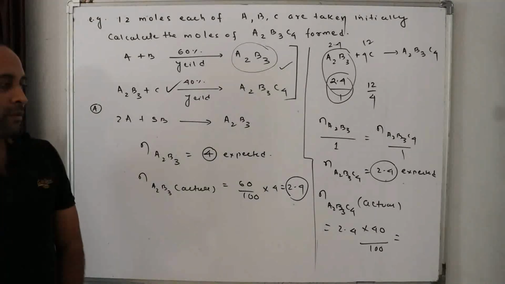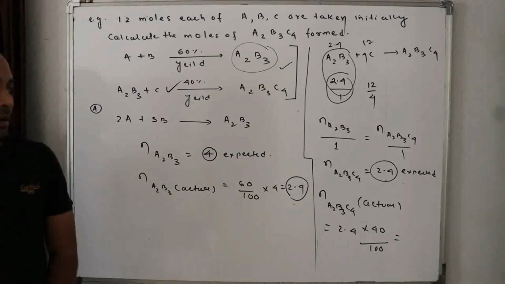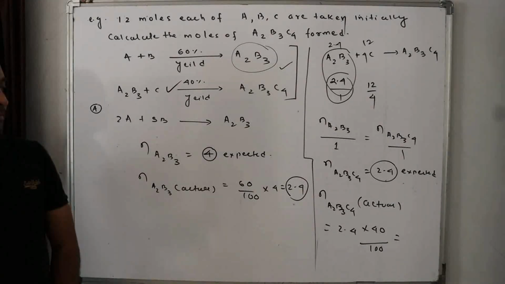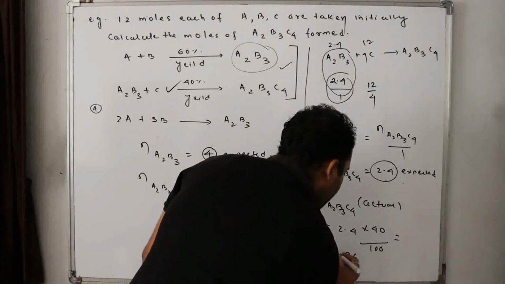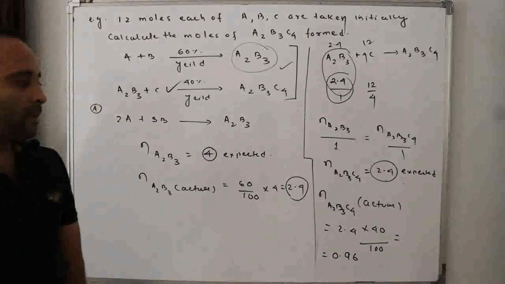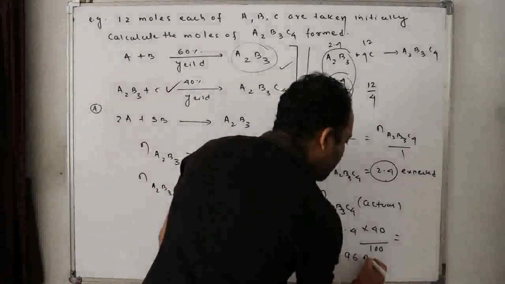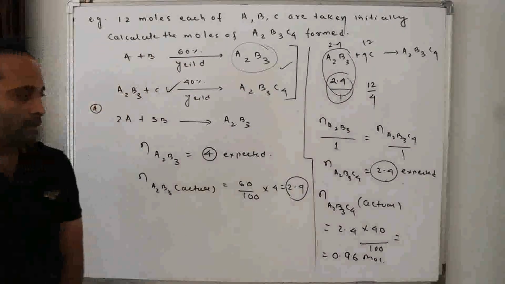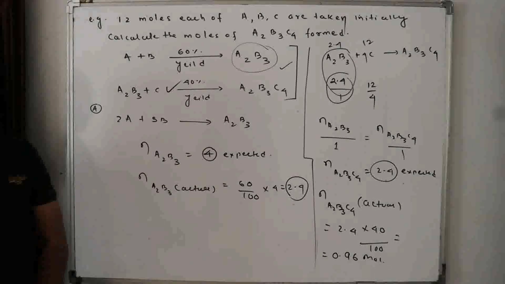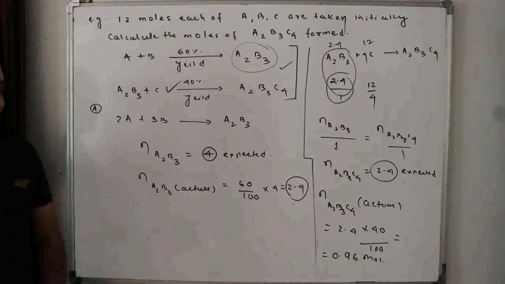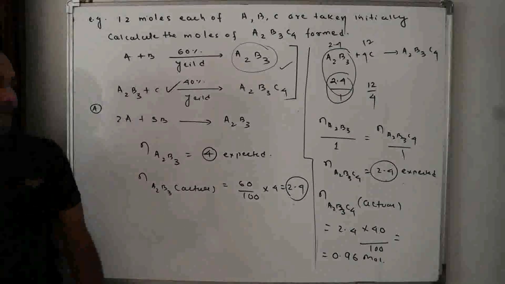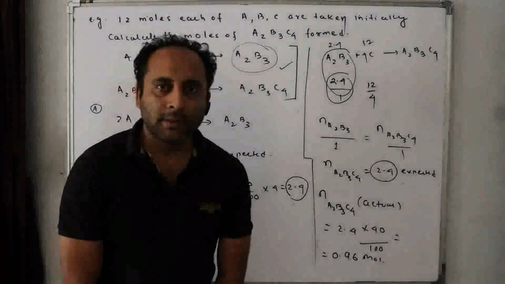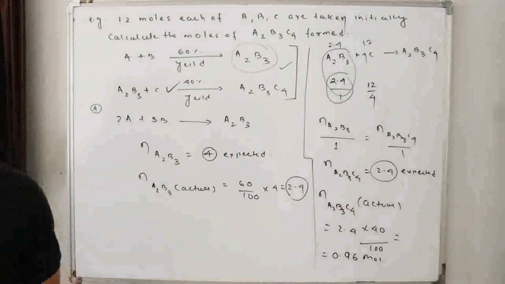How much percent? 2.4 of 40% of 2.4. How much? Quick. How much? Is it 0.96 gram? Sorry, 0.96 moles. Yes or no? Easy? Clear? Let us solve this question. Done? Let us go for the next discussion.